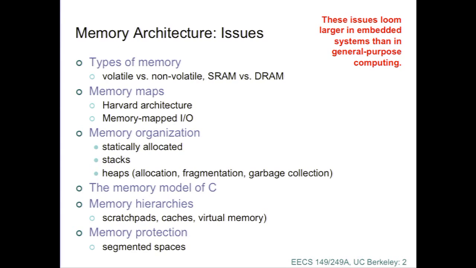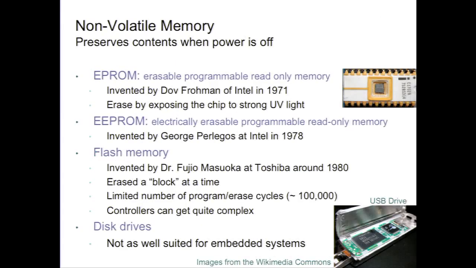And so we need you to kind of understand how that works. Okay, so let's dive right into this. So volatility. A lot of the memory that we deal with, if it loses power, it loses data. Okay, we call that volatile memory. Non-volatile memory has been around for a long time.